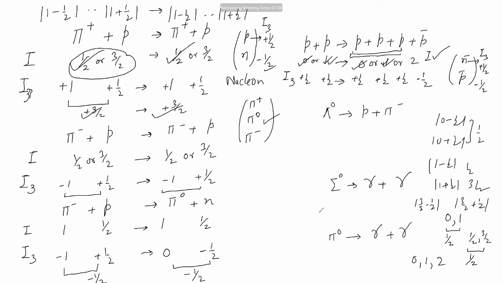I3 we add algebraically, therefore plus 1 by 2 plus 1 by 2 will give us plus 1. Plus 1 by 2 plus 1 by 2 will give us plus 1. Plus 1 with a combination of plus half will give me plus 3 by 2. And plus 3 by 2 with minus 1 by 2 will give me plus 1. Therefore, this is an example of strong interaction, because I is conserved as well as I3 is also conserved.